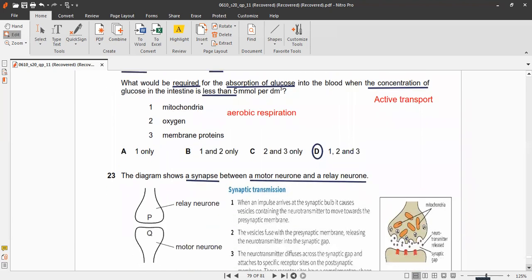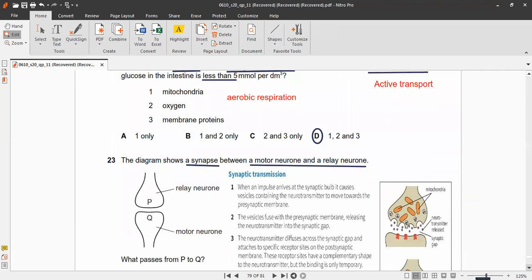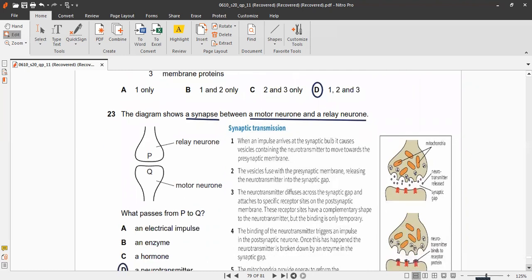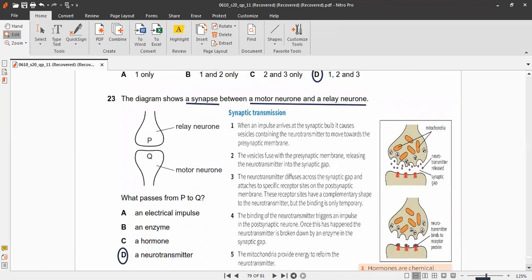1, 2, and 3. The diagram shows a synapse between a motor neuron and a relay neuron. What passes from P to Q? P to Q, yes, neurotransmitter, released here in this place.